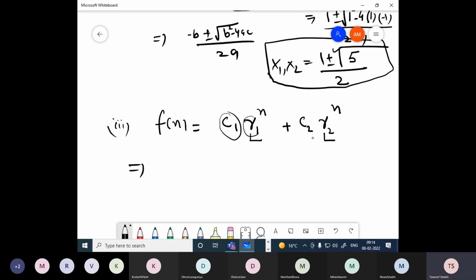So R1 and R2 are these two roots, the two values which I got after solving the quadratic equation. In place of R1, we will substitute 1 plus under root of 5 divided by 2. In place of R2, we will substitute 1 minus under root of 5 divided by 2. Now the only thing remaining here is C1 and C2. C1 and C2 values are found by taking initial conditions into consideration.